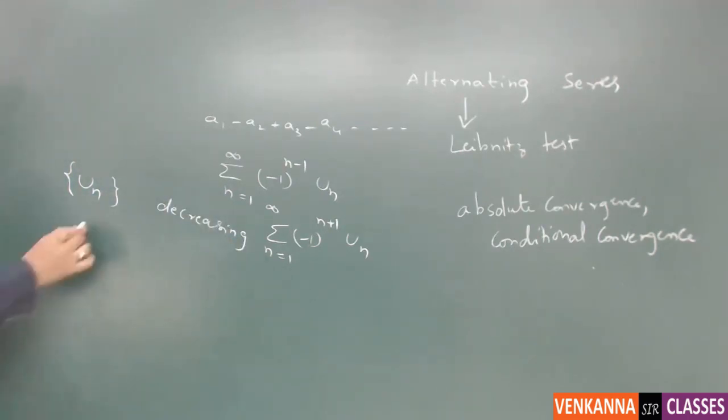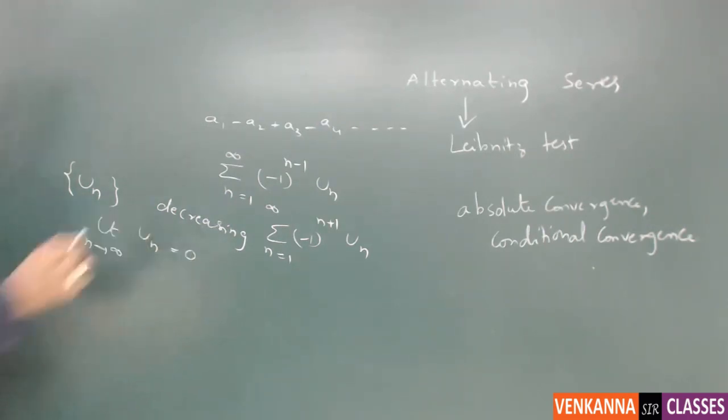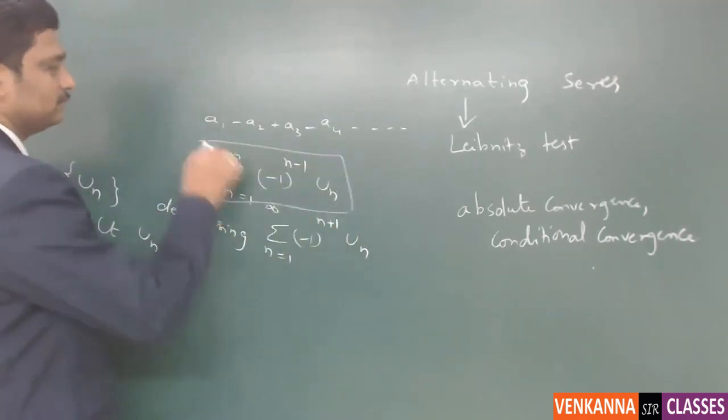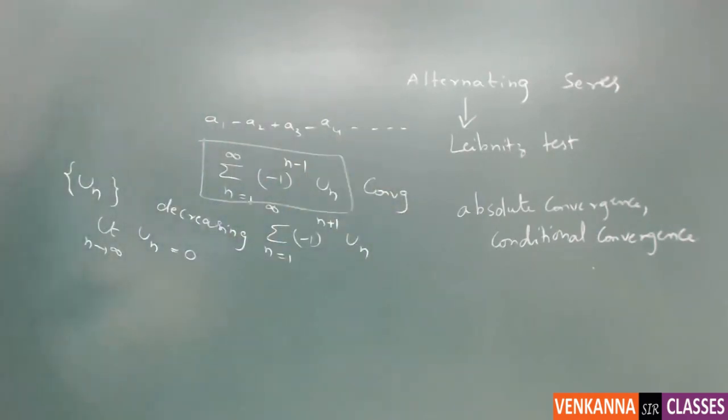And secondly, for the nth term un, if you apply limit, it must be equal to 0. If the two conditions are satisfied by the series which you have taken, then the alternating series is convergent. That is the statement of Leibniz test. Fine. Please take a note of that statement.